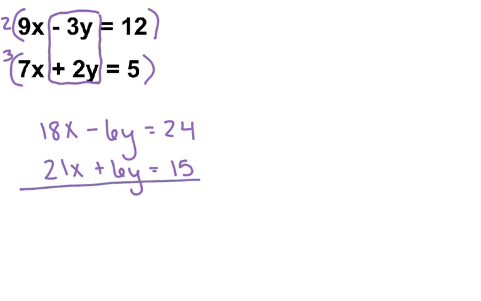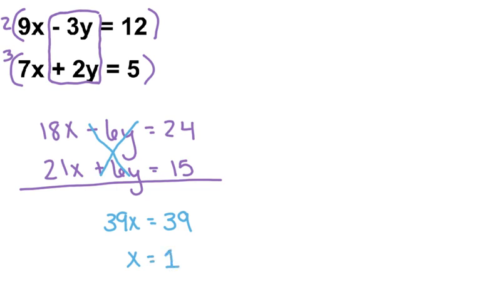Now I have what I need to eliminate. So my y's have the same coefficient number but opposite signs. So they will be eliminated. And then I add everything else. So 18 plus 21 is 39. 24 plus 15 is 39. Divide 39 by 39, so x is 1.